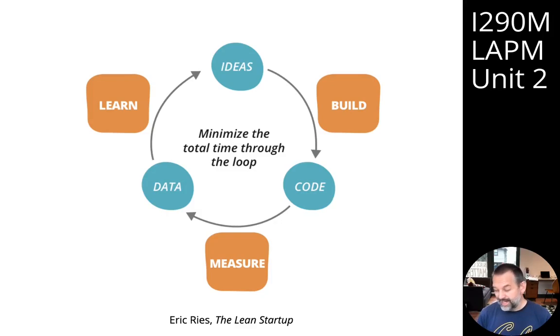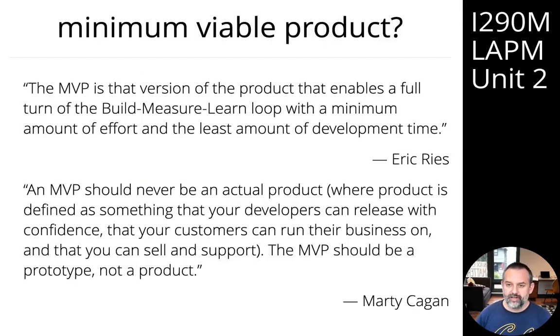And I actually don't think it's a good idea to use the term MVP at all because it's so easy to misinterpret. But if you're going to use it, you should know that there's at least two common definitions and that they do not mean the same thing. So the first definition used by Eric Ries is that version of a product that enables a full turn of the build, measure, learn loop with a minimal amount of effort and the least amount of development time.